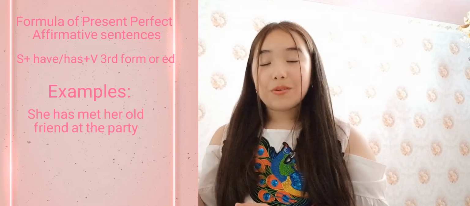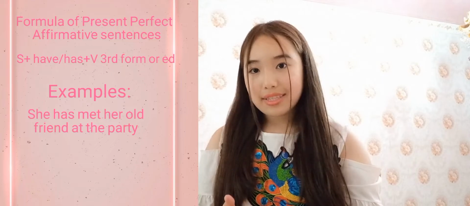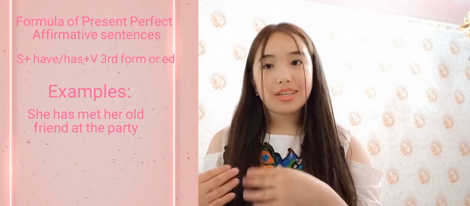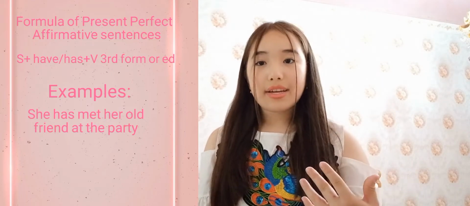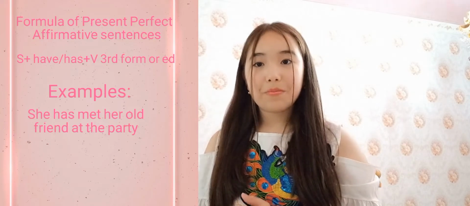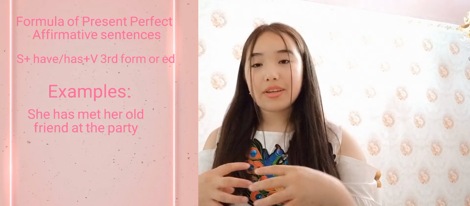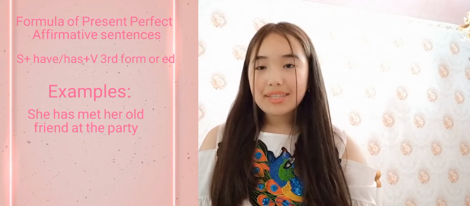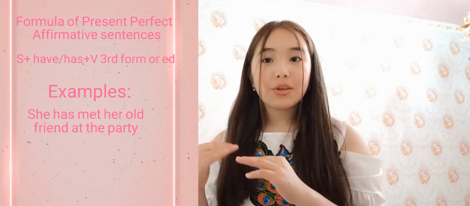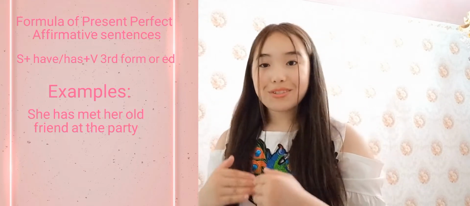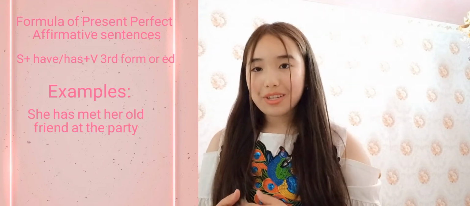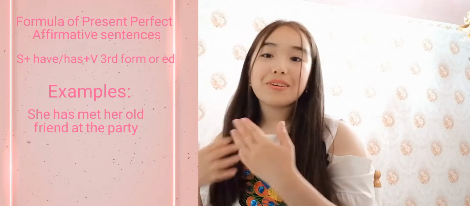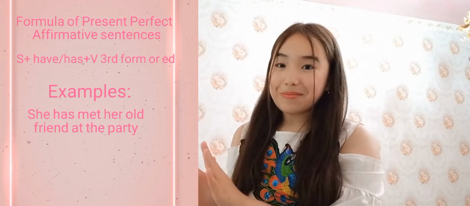After she we use has, because he, she, it are used with has. She has, and here we have the verb meet. Meet, in the past form, is met. So meet, met: she has met her old friend at the party. So here's the sentence in the present perfect.